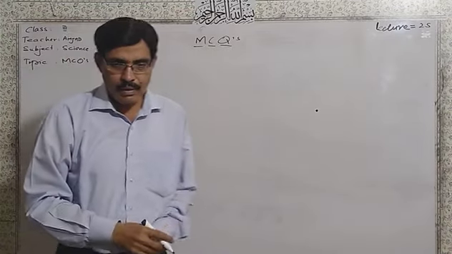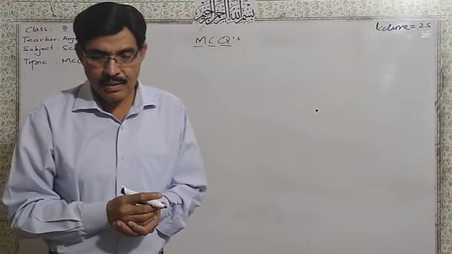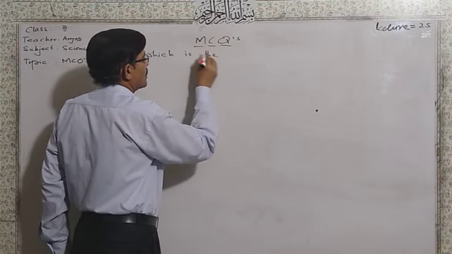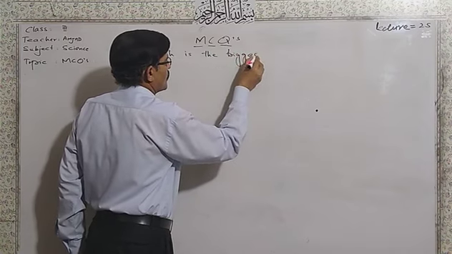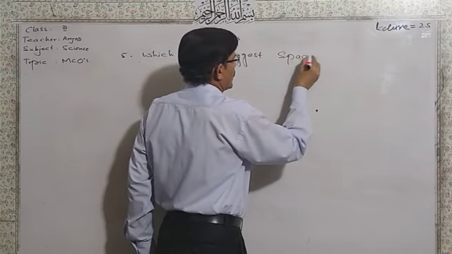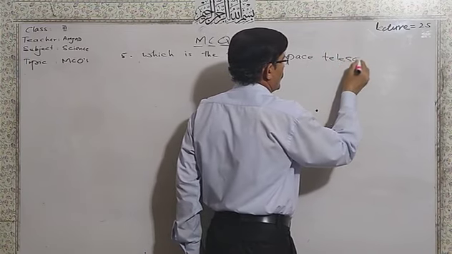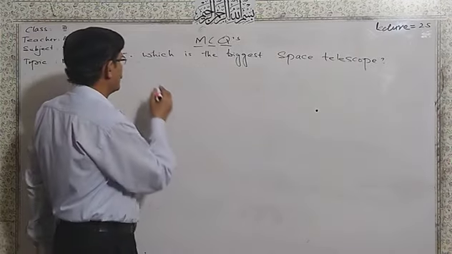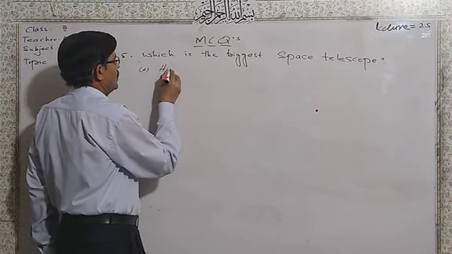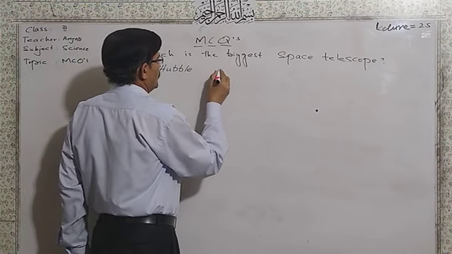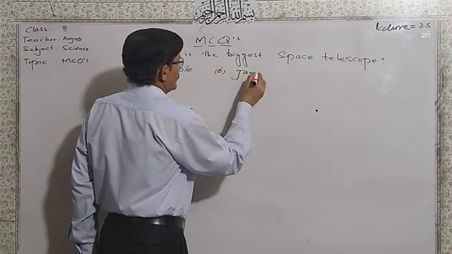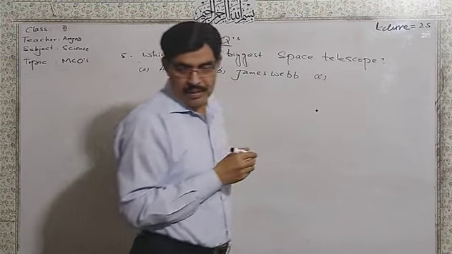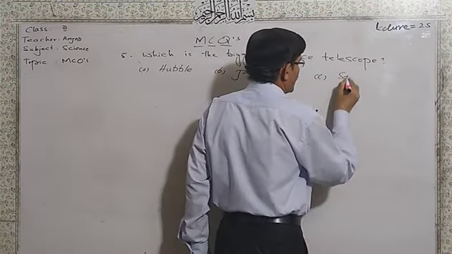Number 5. Which is the biggest space telescope? A, Hubble, B, James Webb, C, Spitzer.